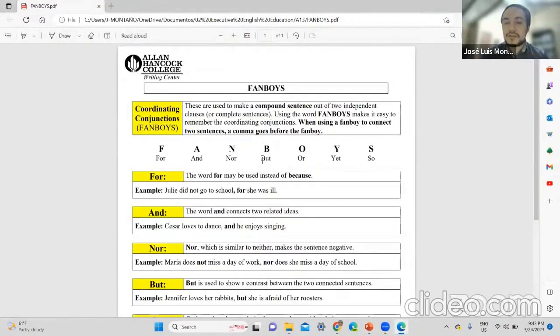And these are the ones, okay? They call them fanboys. This is just a didactic way to talk about it because each letter stands for a specific coordinating conjunction, right? Perhaps you already knew this, but you have for, and, nor, but, or, yet, and so. Okay, those are all the coordinating conjunctions that there are. So it means that anytime you have this word in the middle and you have two complete ideas separated by these words, then you have to use a comma.